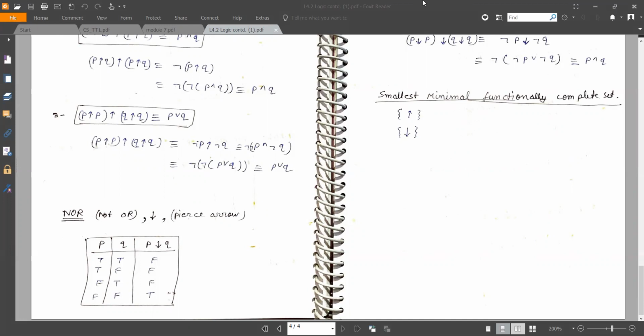We have covered the basic logic and some of the connectives. Now we'll see more in the upcoming lecture. Thank you.